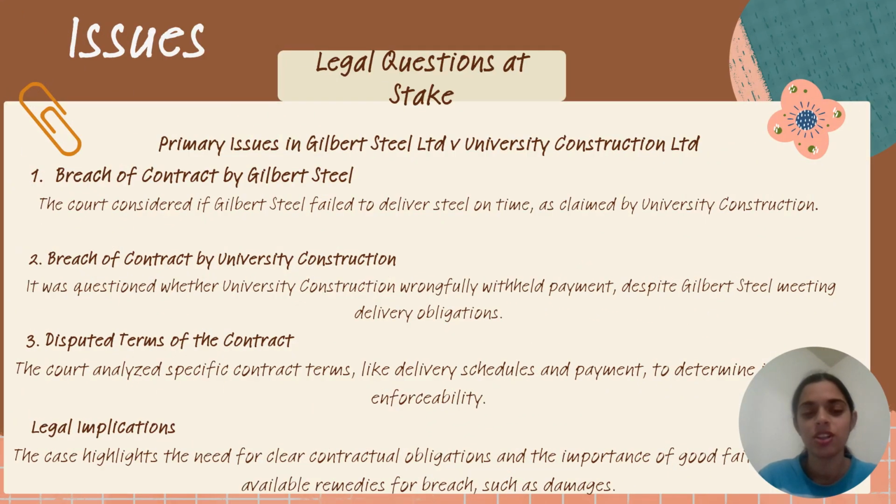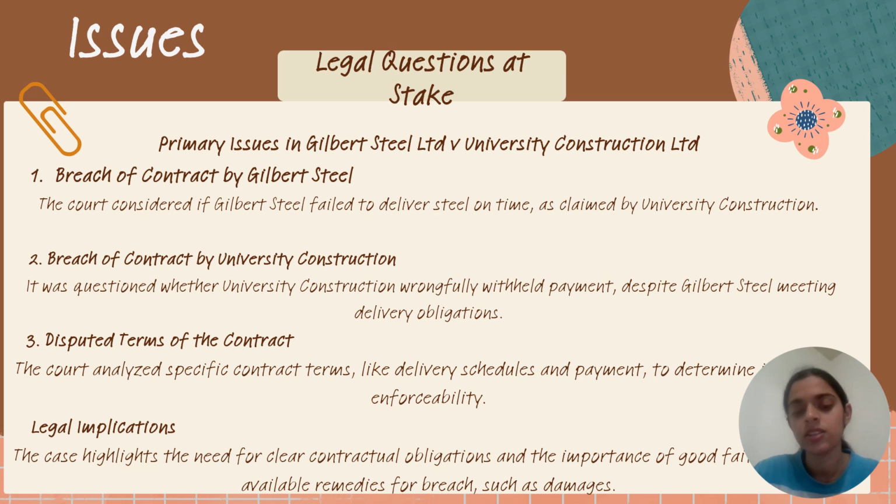Hello, I'm Harmanjot Kaur and I'm going to discuss the key issues in Gilbert Steel Limited versus University Construction Limited. First one is alleged breach by Gilbert Steel. The court examined whether Gilbert Steel failed to adhere to agreed upon delivery timelines as alleged by University Construction. Second one is disputed withholding of payments by University Construction. Questions arose about whether University Construction was justified in withholding payments despite Gilbert Steel's assertion of fulfilling its obligations.